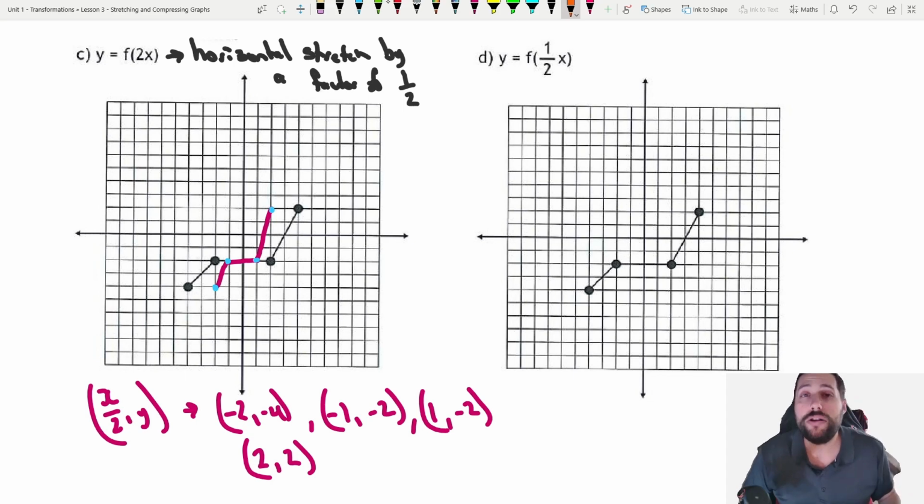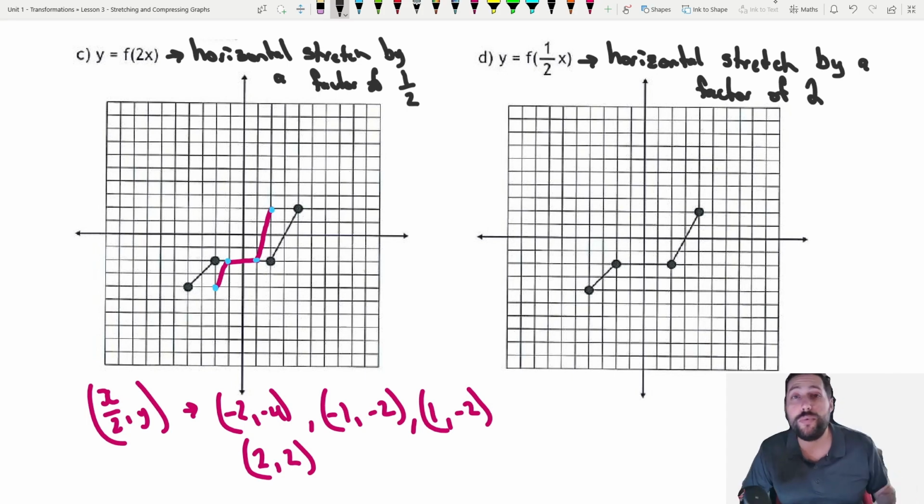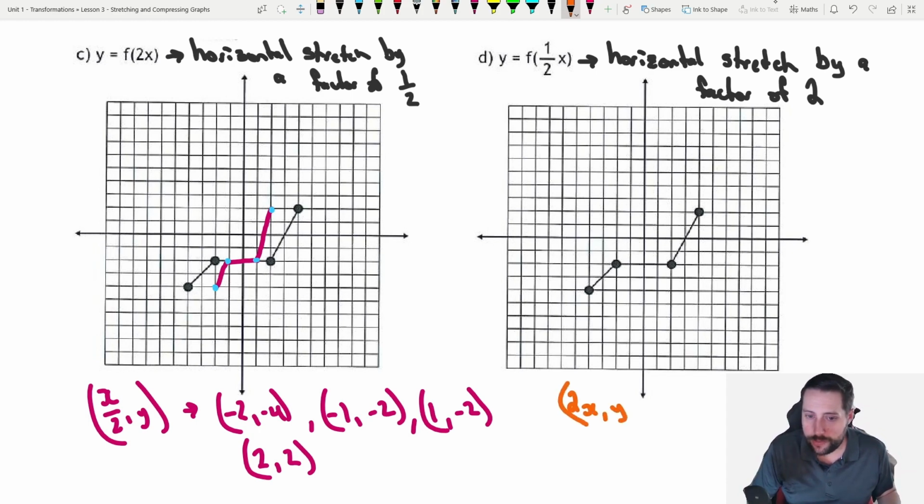Okay, moving on to the last example we have, y is equal to f of 1/2 x. Okay, so this is going to be a horizontal stretch by a factor of 2 because we have taken the reciprocal of b. Okay, so our mapping notation is going to look like 2x and then y. So our values are going to change.